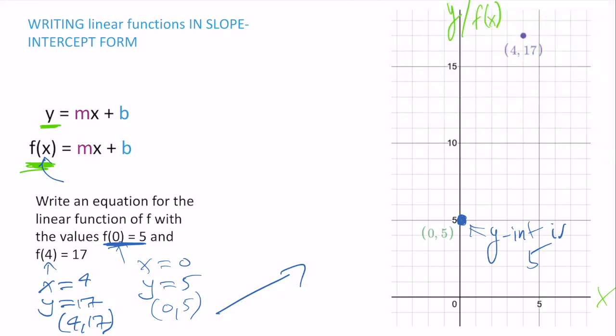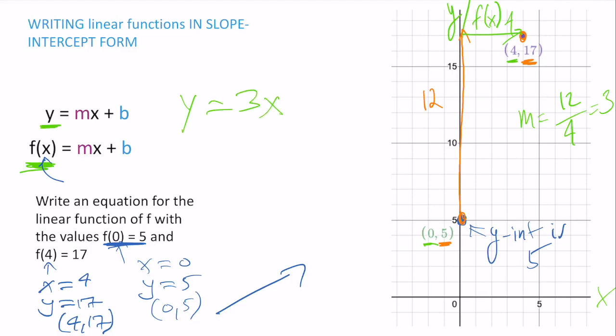So all I've got to do is ask myself, to get from here to here, what do I have to do? How far do I have to go up, my rise, and how far do I have to go over? Well, to go up, we're going from 5 up to 17. So that is 12. And to go over, we are going from 0 to 4, and that takes 4 spaces. So my rise is 12, my run is 4, and I can reduce that to just 3. So to write my equation, y equals slope 3, x plus the y-intercept, which is 5, plus 5, and we are done.